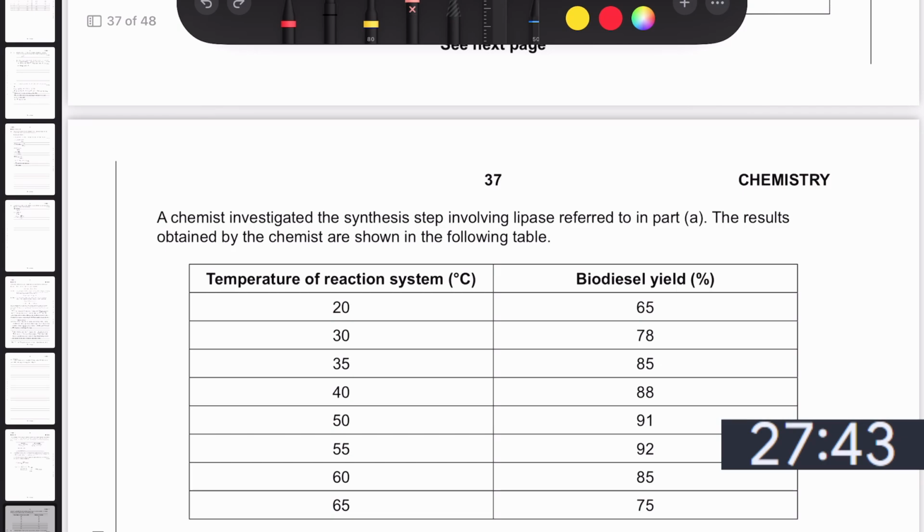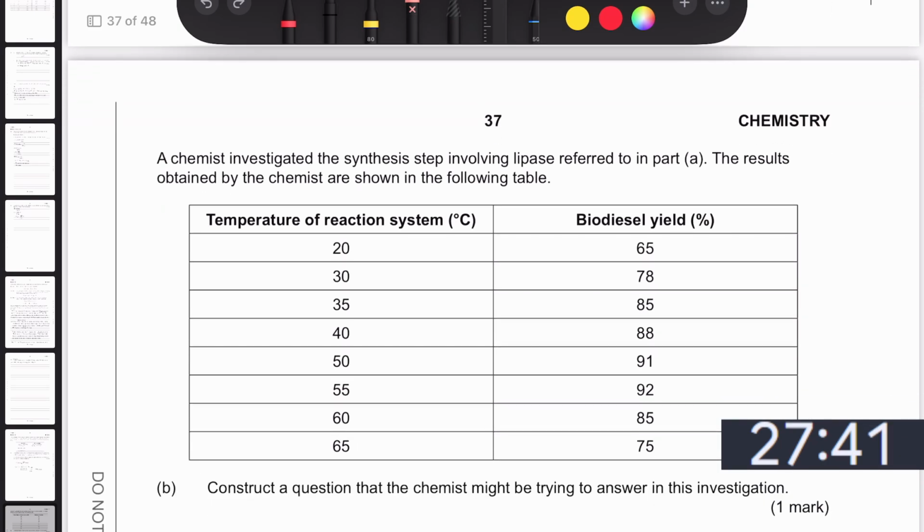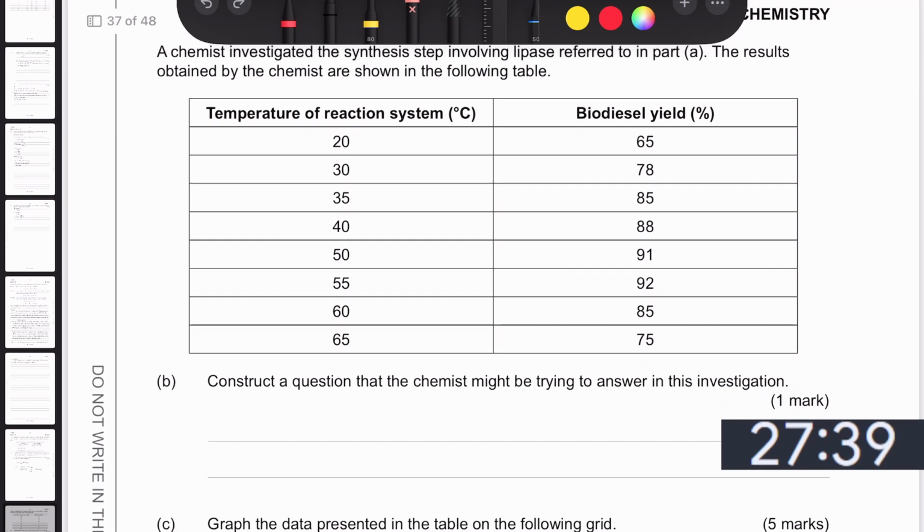The chemist investigated the synthesis step involving lipase, referred to in part A. The results obtained by the chemist are shown below. Construct a question that the chemist might be trying to answer in this investigation. What is the optimal temperature of the reaction system to maximize yield?